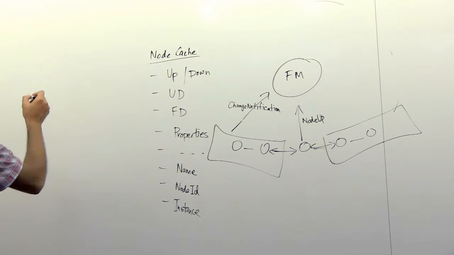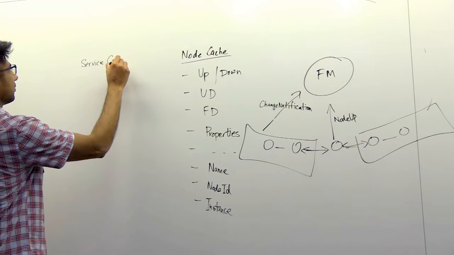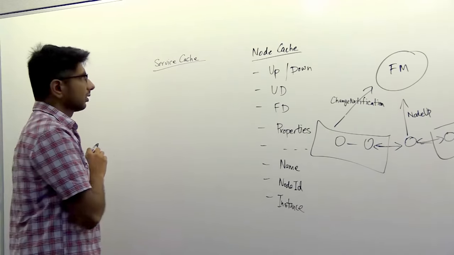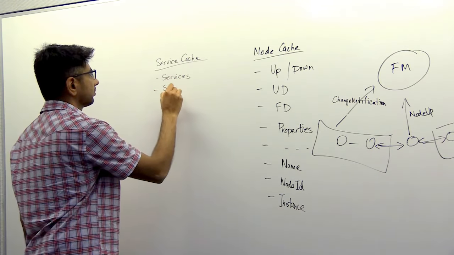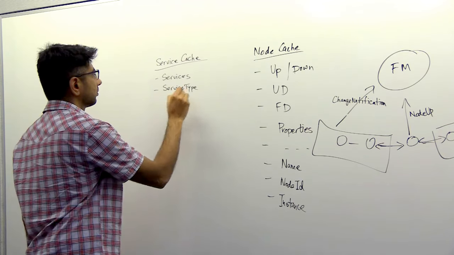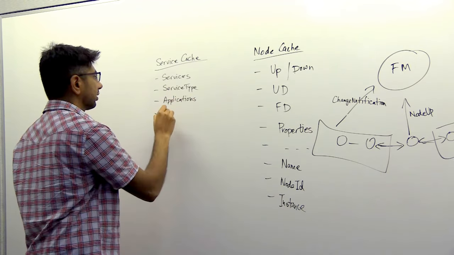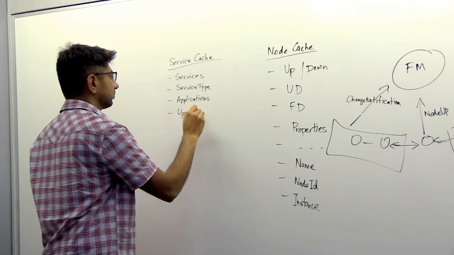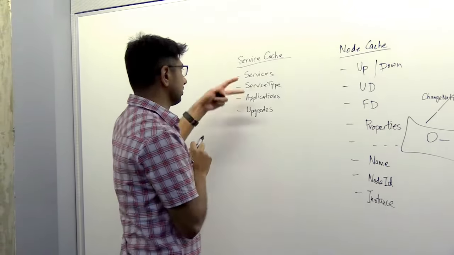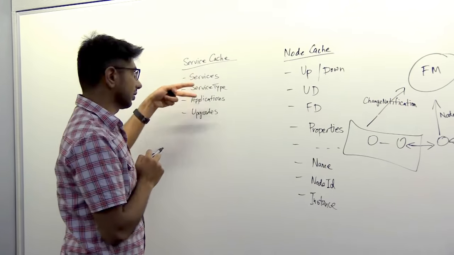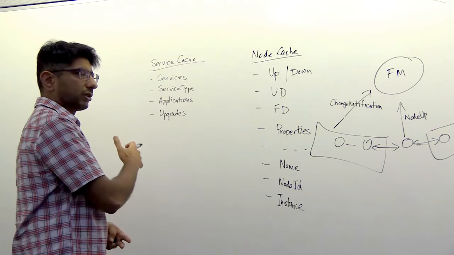So similarly, we have the service cache, which has a list of all the services, service types, applications, and upgrades that are going on. So it contains all this. This is also in the FM. This is also in the FM. And some of this information is also at the cluster manager, the service application, pretty much all of this. But the cluster manager's view is different than FM's view.